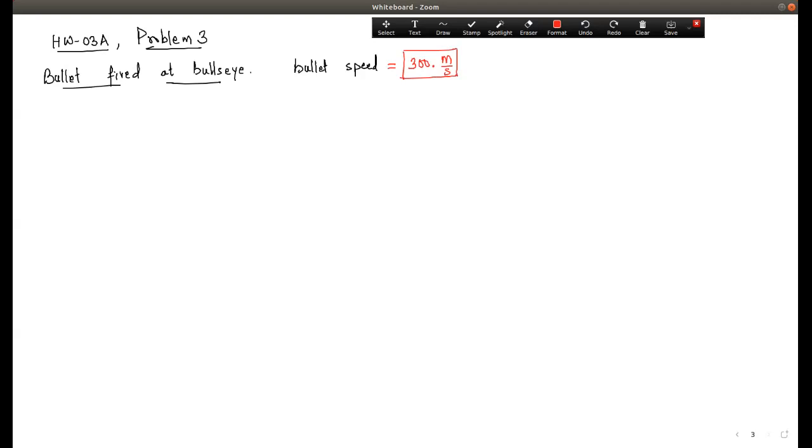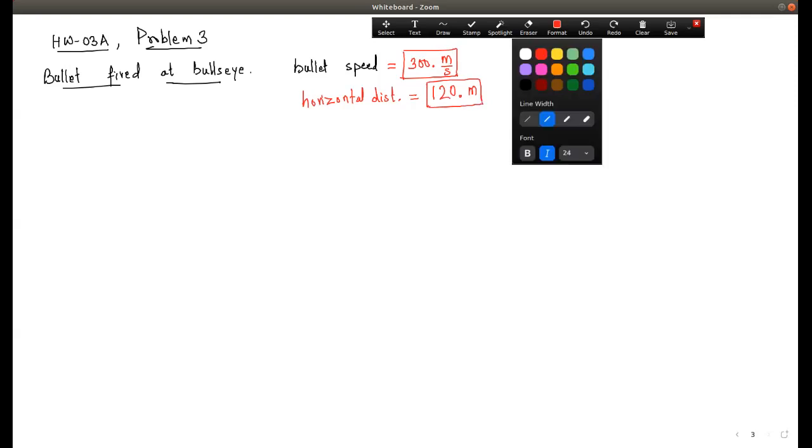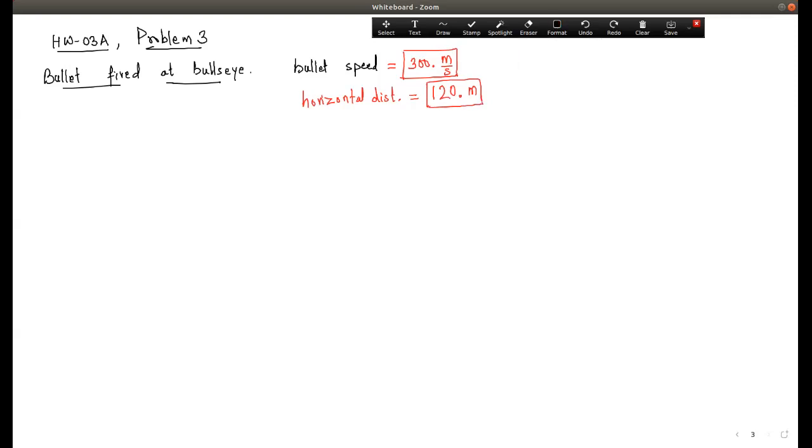And the horizontal distance that it travels, so let me put that in red. The problem gives it to be 100 meters. Let me say it is 120 meters. And that's a change from the problem, so I highlight that in red. And the rest of it remains the same.